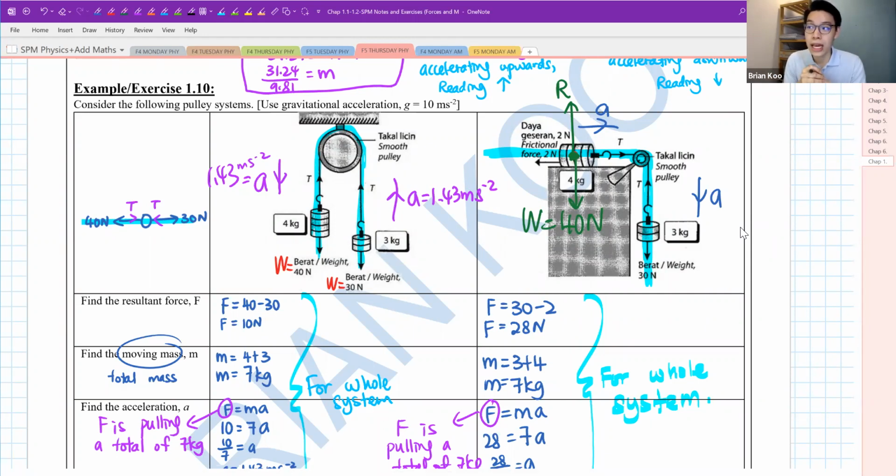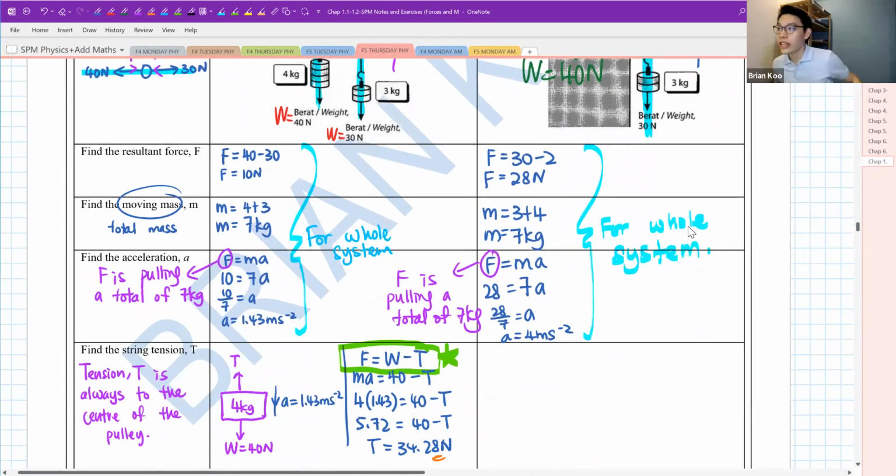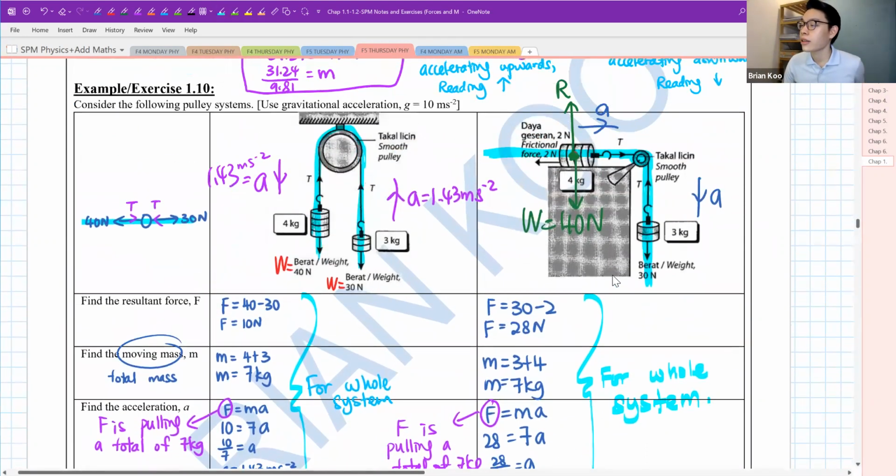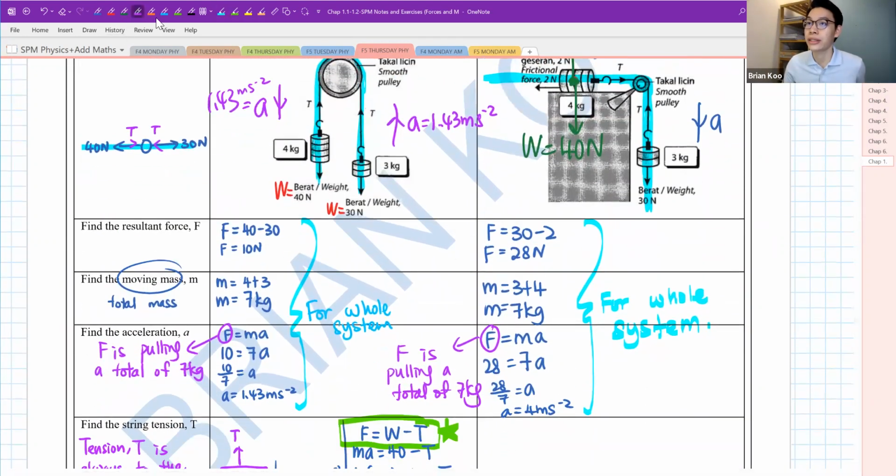And in SPM, knowing these two pulley systems is already good enough. Right. Find the string tension. Again, look at the direction of the tension. It is towards the center of the pulley, okay? And they will perfectly cancel each other, right? One goes up like that, one goes down like that. So they cancel out each other. So the resultant force for both the tension is zero. So I can't look at it as a whole system. I need to look at one object at a time, all right?